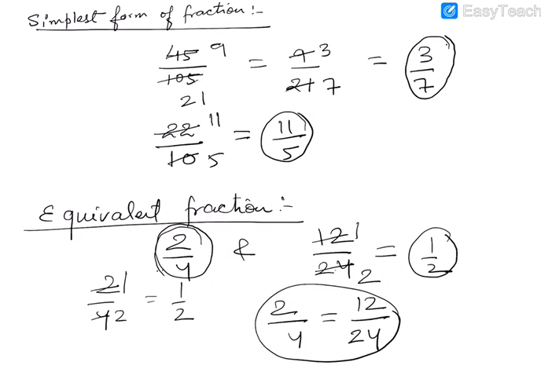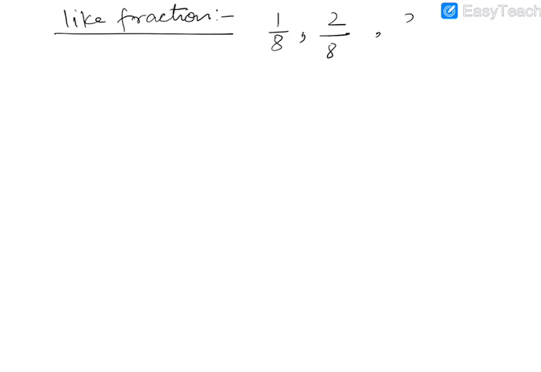Next one is like fractions. What are like fractions? When two or more fractions have the same denominator, they are said to be like fractions. Suppose 1 by 8, 2 by 8, 3 by 8. So these kinds of fractions are known as like fractions, where the denominators are the same.